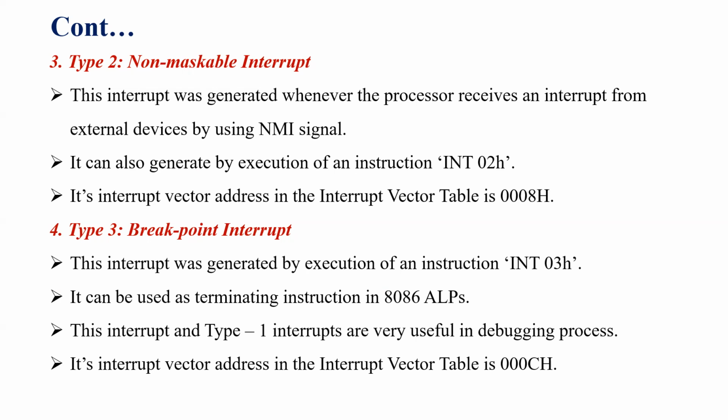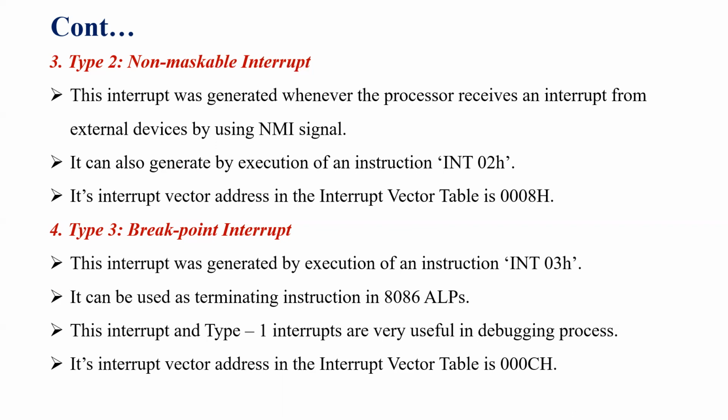The fourth one is a type 3 interrupt. Basically, it is called breakpoint interrupt. This interrupt is generated only one way, that is by execution of an instruction called INT 03H. And one more thing, the specialty of INT 03H is that we use this instruction as a terminating instruction in our 8086 assembly language programs. And this interrupt, along with the type 1 interrupt, these two are very useful for us in our debugging process. Debugging means checking of errors. In the debugging process, we ultimately use two interrupts. One is the type 1 interrupt, which is our single step execution interrupt, and the second one is the type 3 interrupt, which is called breakpoint interrupt.